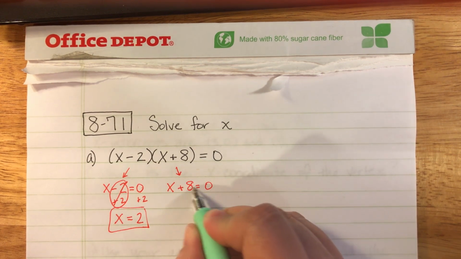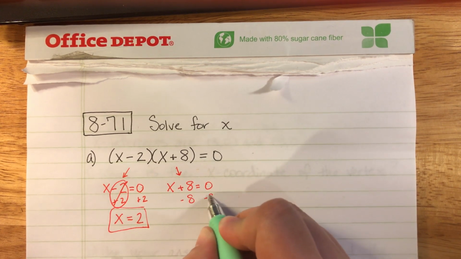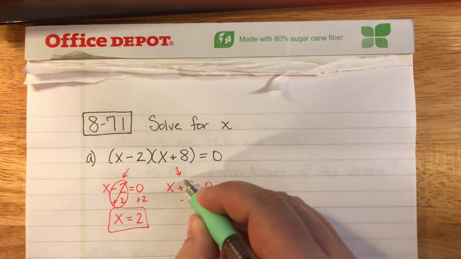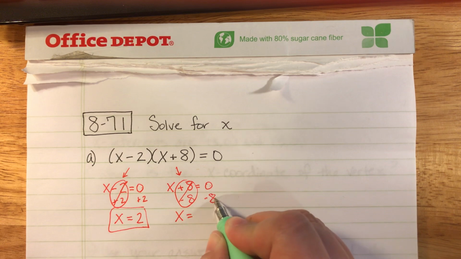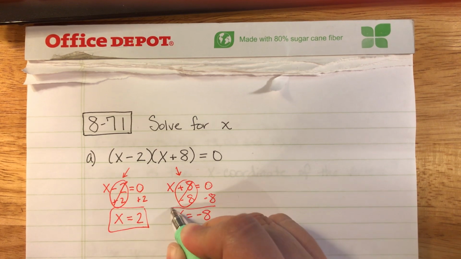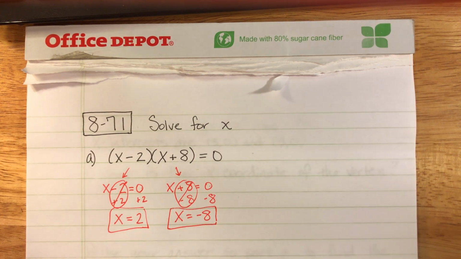Same thing here, I want to get rid of the plus 8. I'm going to subtract 8 from both sides. That'll cancel out this plus 8. And I get x equals 0 minus 8, which is negative 8. Those are my two answers, x equals 2 and x equals negative 8.